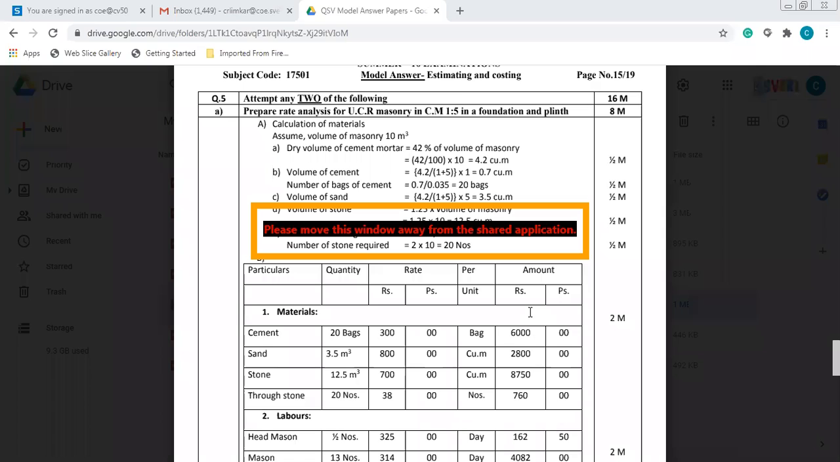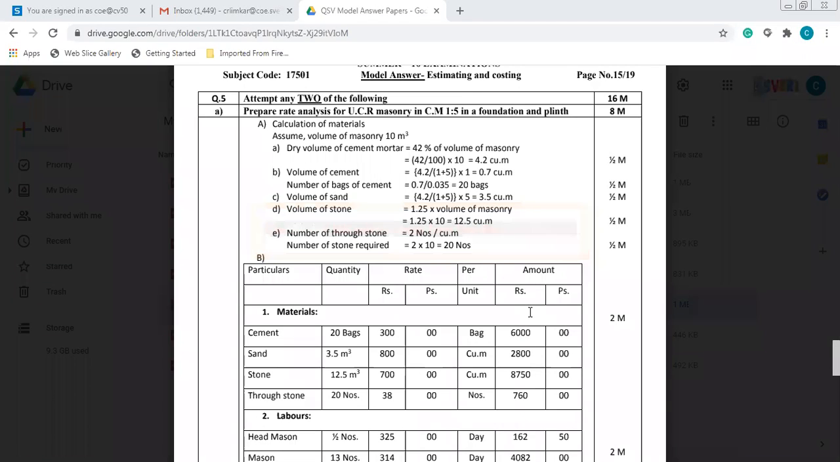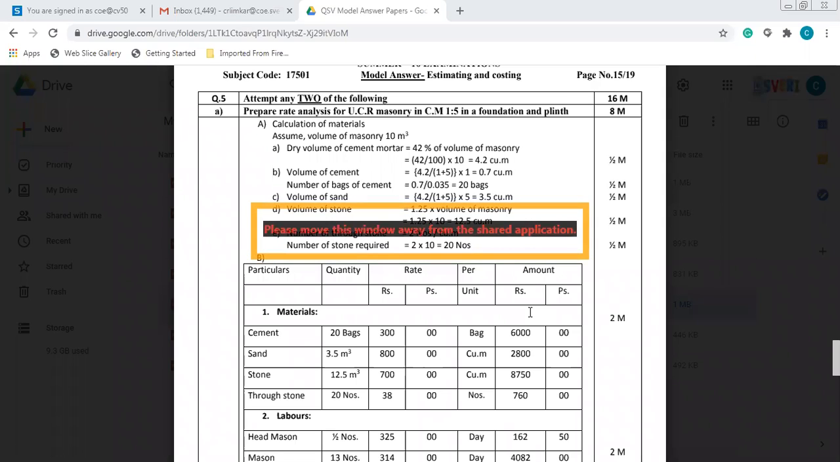Now how are we going to find out the number of bags of cement? Number of bags of cement equals volume of cement divided by volume of 1 bag of cement, which is taken in meter cube. So our calculation becomes 0.7 divided by 0.035, that is the volume of 1 bag of cement in meter cube, which equals, do the calculation and get the number of bags.